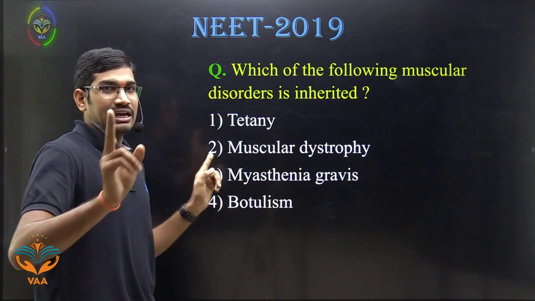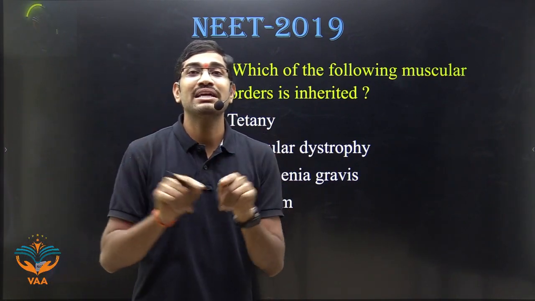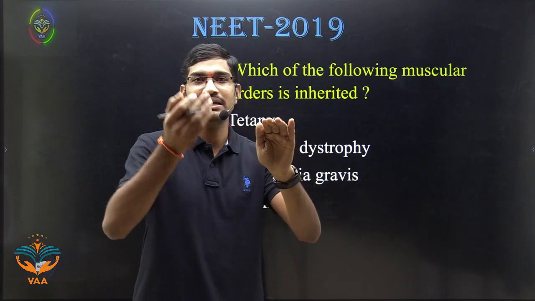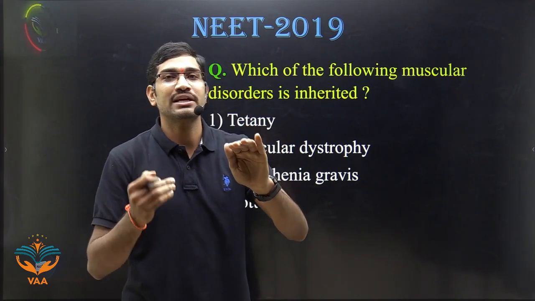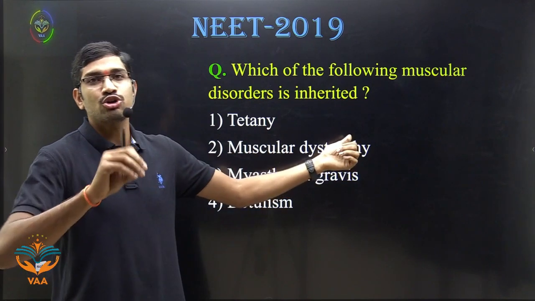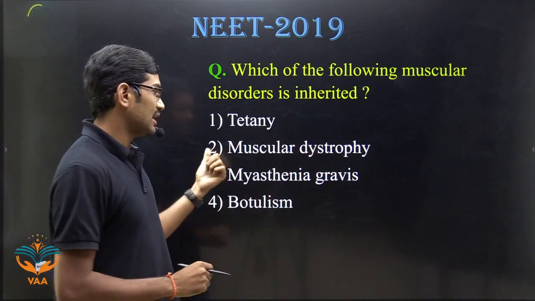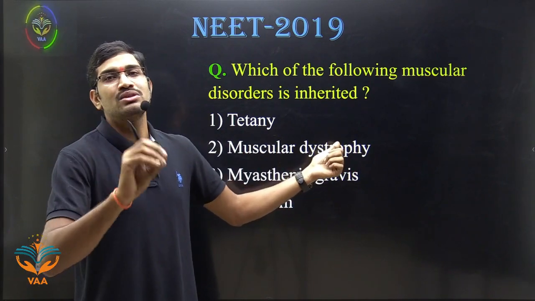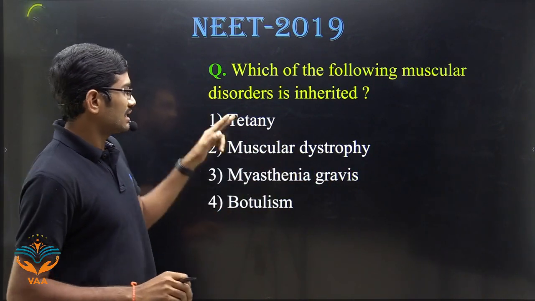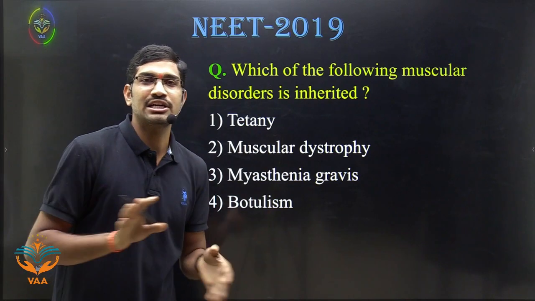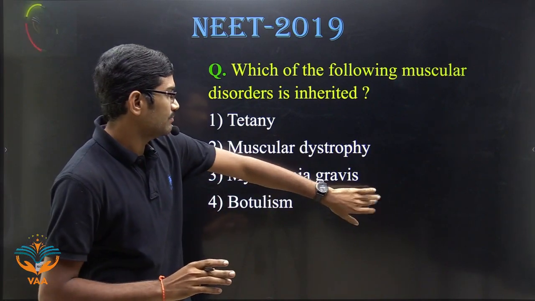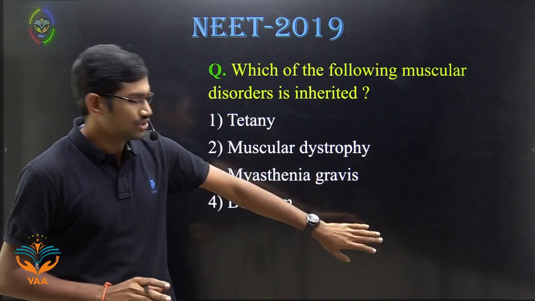Next one. Which of the following muscular disorders is inherited? Here, in the NCERT under pedigree analysis, for the first pedigree, at the legend of the pedigree they have clearly mentioned that it is autosomal dominant. Within brackets they have given myotonic dystrophy or muscular dystrophy. So this is genetically inherited, whereas the remaining are not related to genetics. So that's why the answer is option 2.